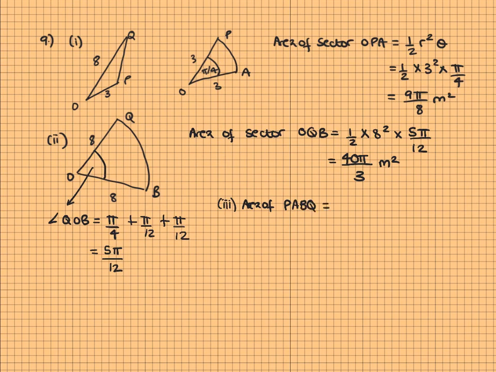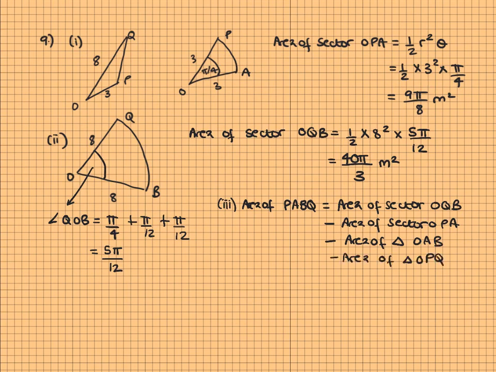I'm not going to attempt to draw this, but we can see that this area will come from taking the area of the sector OQB, and then we need to subtract from that the area of the small sector OPA, and then we need to subtract from that the area of the triangle OAB and the triangle OPQ, but these two are the same triangle.